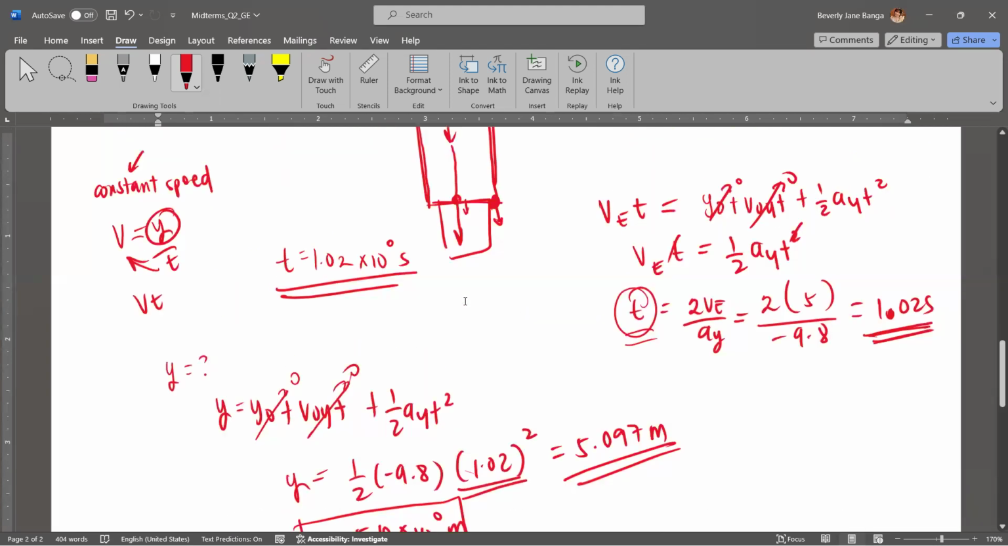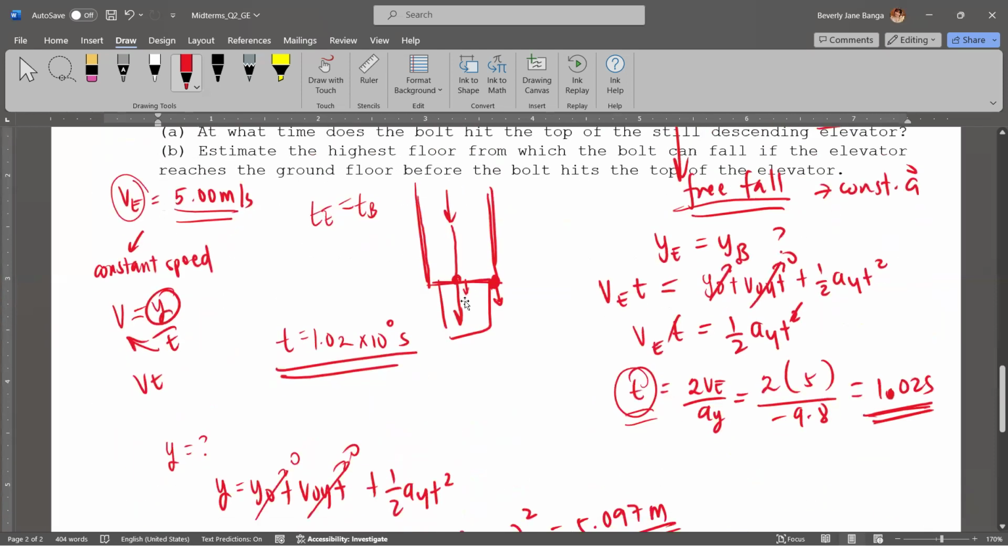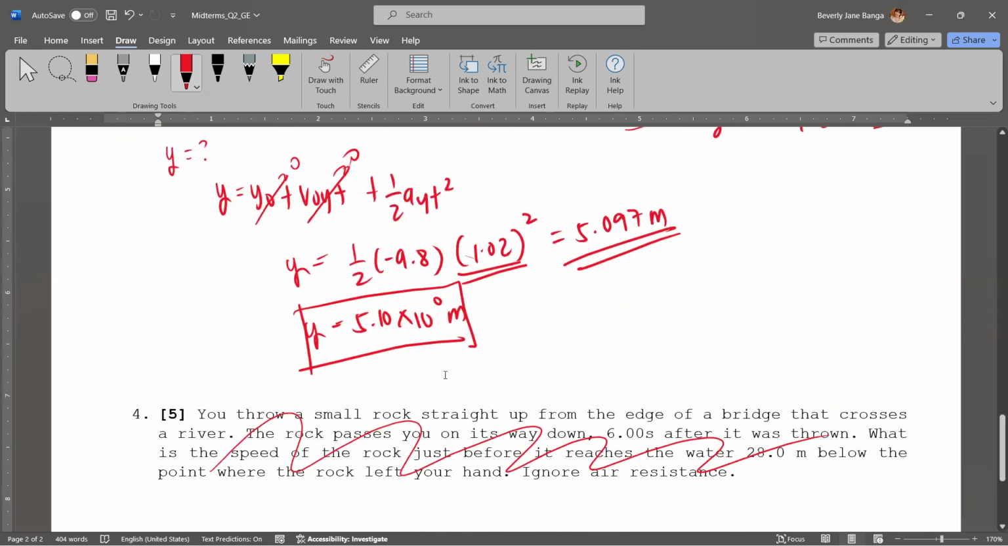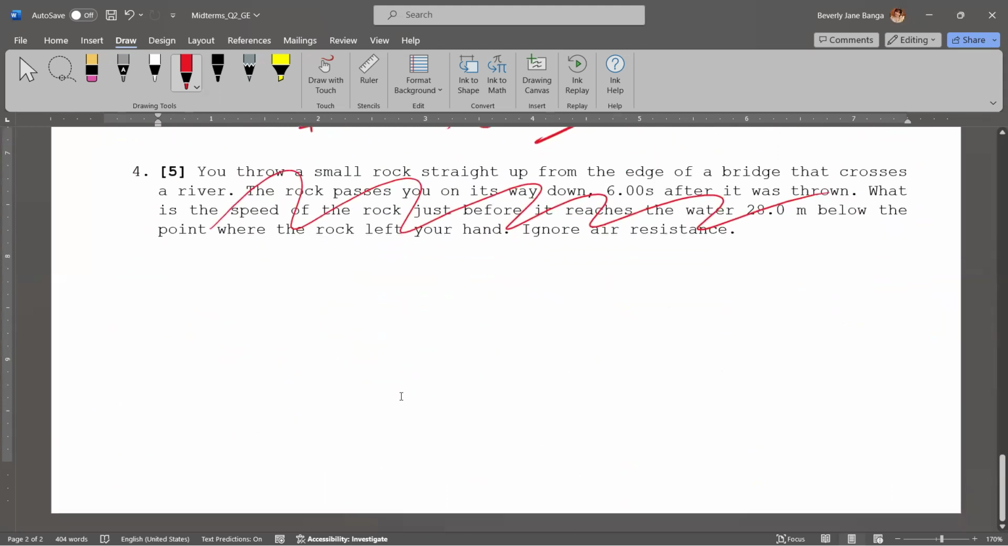Eh, ang tanong dito ay estimate the highest floor. So, alangan namang 5 meters yung per floor mo, di ba? Hindi. So, yung parang standard lang is around 2 to 2.5 meters, di ba? So, approximately, it might have fallen from the second floor. Okay, so it might have fallen from the height of a second floor.